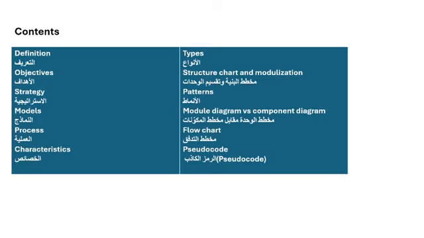Okay, in this chapter I will be covering: defining what software engineering is, what the objectives of software engineering are, some of the strategies, some of the models used, and the process of software engineering, some of the characteristics. Also, I'll talk about the types of designs and then some of the patterns, and then I will also cover model diagrams and component diagrams, flow charting, and then pseudocode.